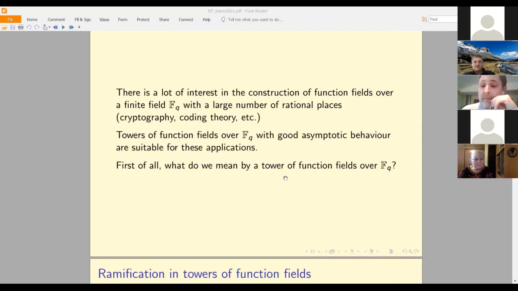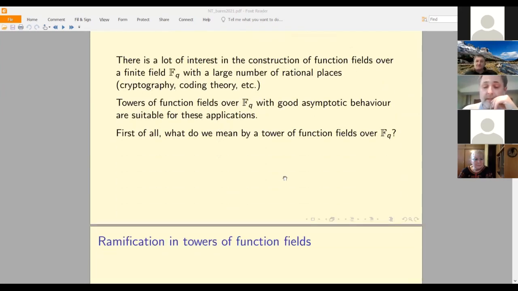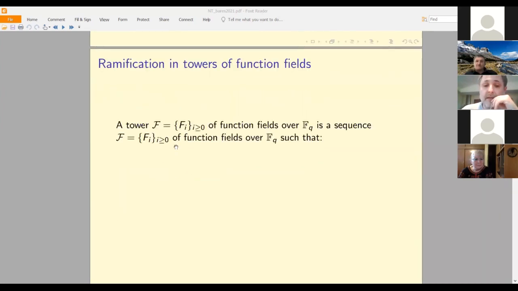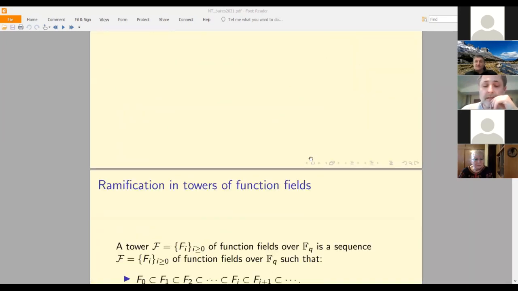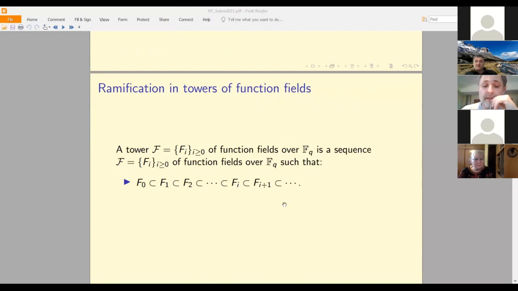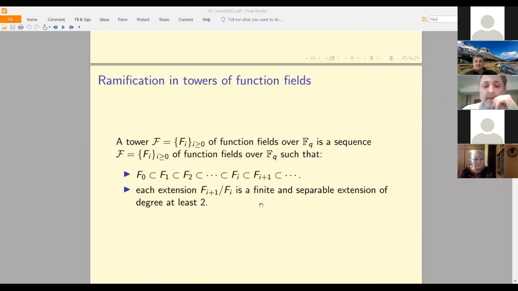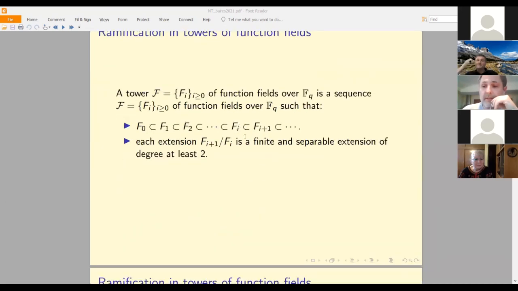But what we mean by a tower of function fields is as follows. You have a sequence of function fields over a finite field F_q. It could be over a perfect field, but in the applications, you use a finite field with q elements, such that all the fields are contained in each other this way. The extensions are finite and separable of degree at least 2. So this sequence of fields never stops.